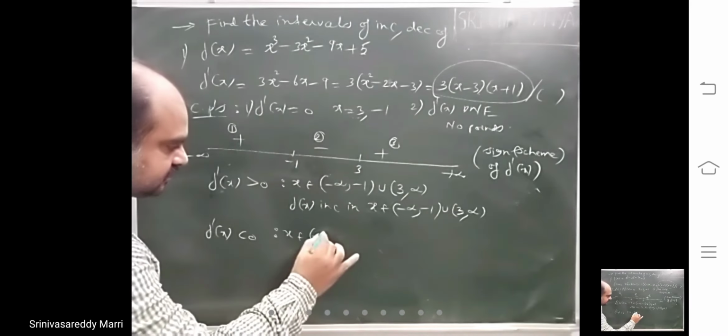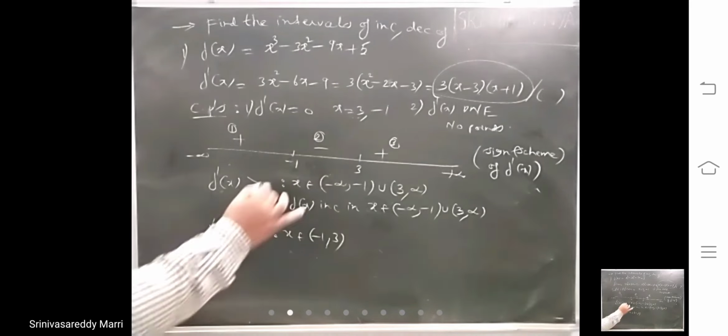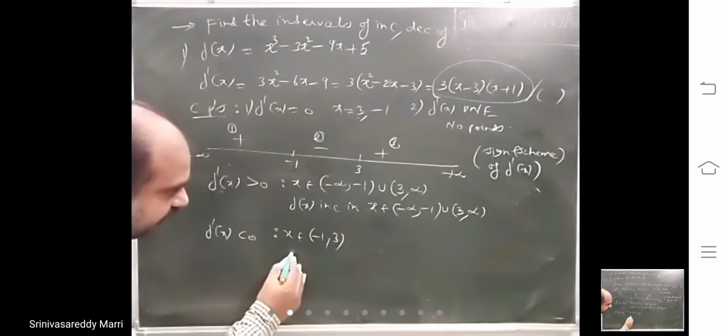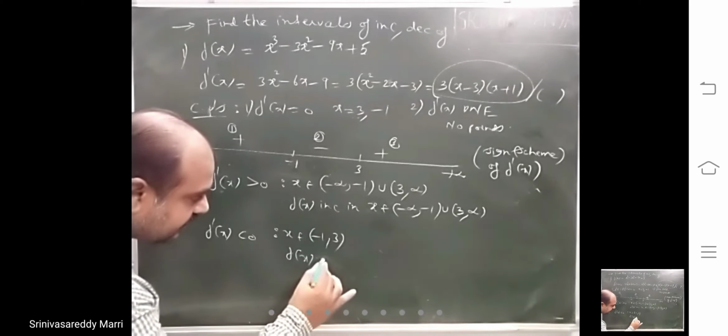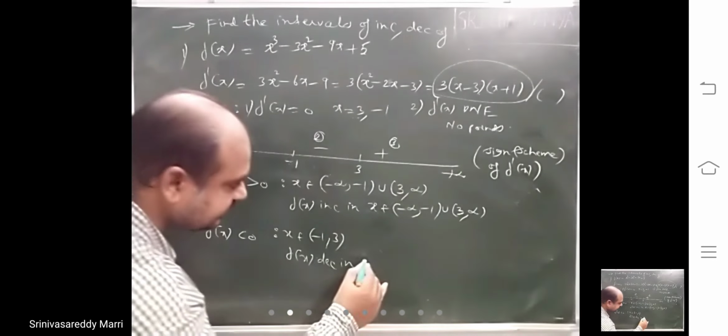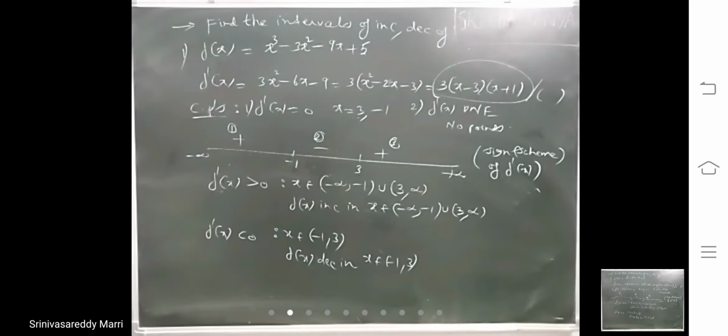X belongs to (-1, 3), these numbers including the open interval. Right? So therefore we can say f of x decreases in x belongs to (-1, 3).